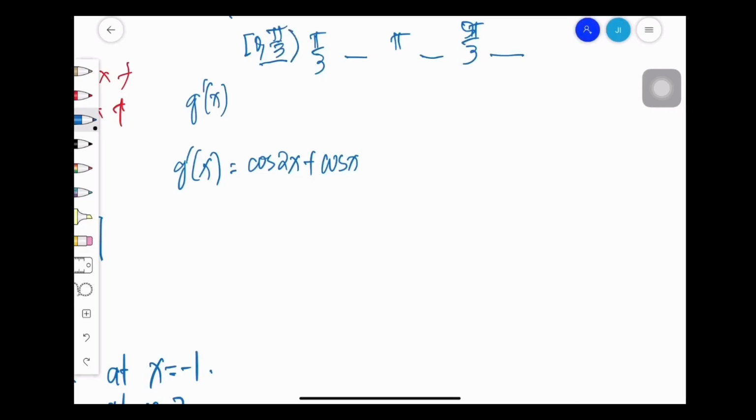Sir, why not just negative infinity to pi over 3? Again, this is periodic in nature and we are restricted to find x in 0 to 2 pi, in the closed interval 0 to 2 pi. And this is the open interval pi over 3 to pi. This is the open interval pi to 5 pi over 3. This is the open interval 5 pi over 3 to 2 pi, closed at 2 pi.